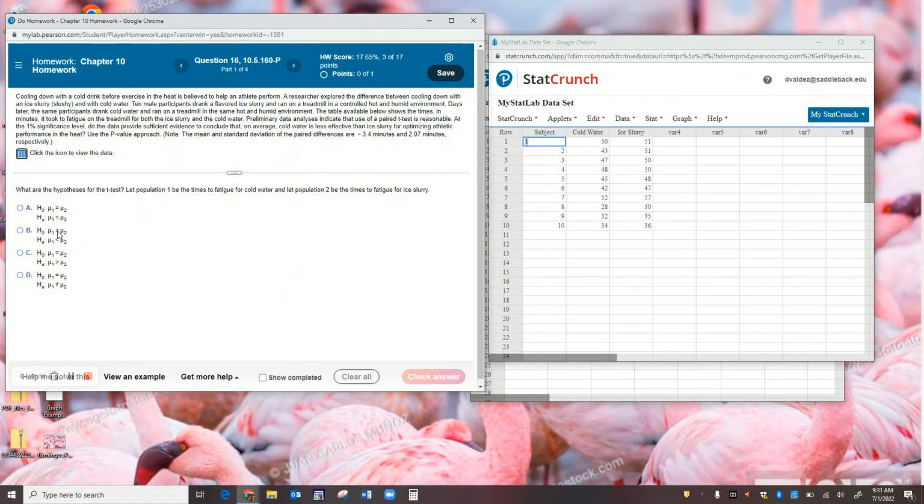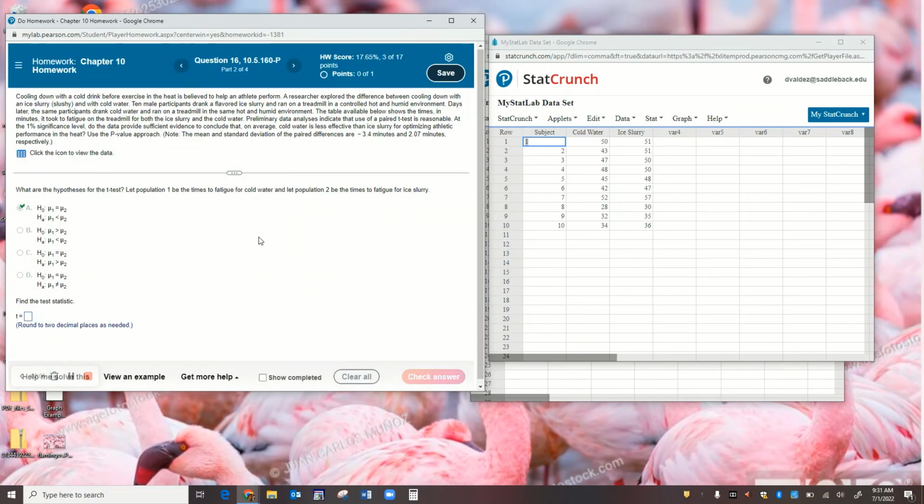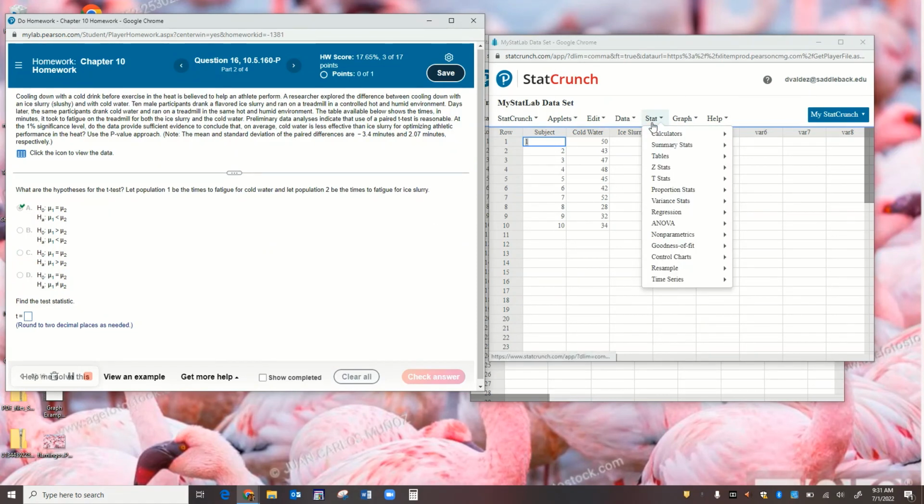I mean, what is this? Do they think we're still going to pick that? No. A. We know the null has to have equality. Check. Fantastic. Okay. So here we're going to find the test statistic, and I wanted to show you guys how to use the data in StatCrunch.